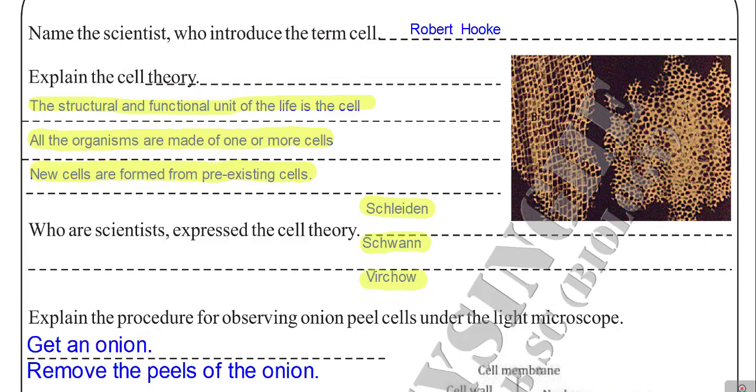Please add these three names: Schleiden, Schwann, and Virchow. These names also they will ask in the exam. Okay. And please mark that I have added 2 minutes for you.